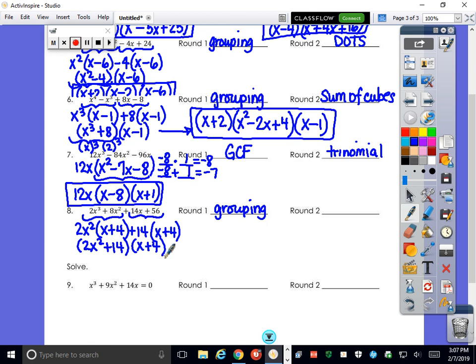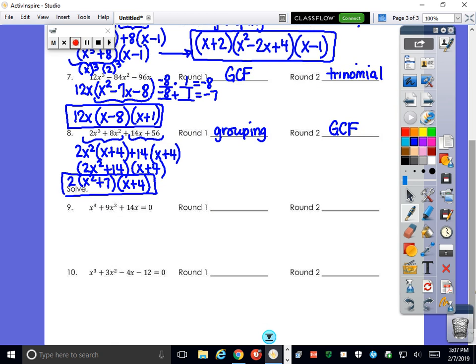Now, round 2, notice that you would use GCF because that's the only thing you can do. They have a greatest common factor of 2, leaving us with x squared plus 7. And then you still have the x plus 4. So this would be your final answer. Because x squared plus 7 cannot be factored anymore. 7 is not a perfect square, nor is it a perfect cube.